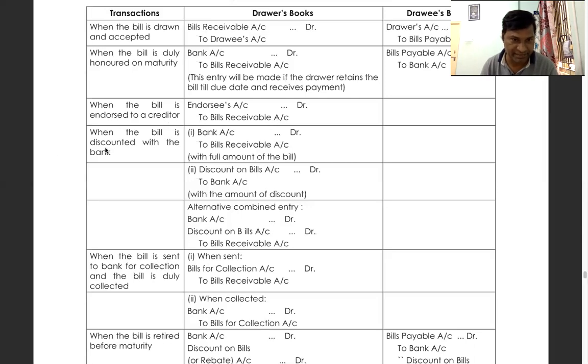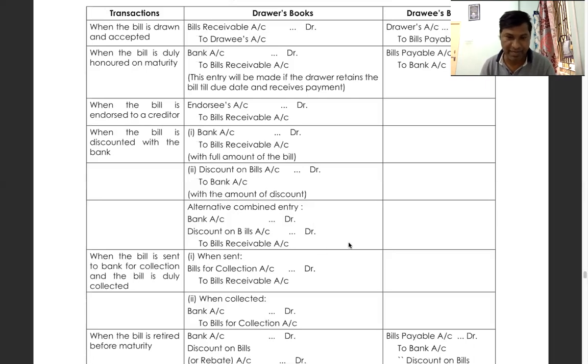When the bill is discounted with the bank, it is bank to bill receivable, and discount to bank. Now you can make a composite entry like this. The composite entry of these two entries is: bank account debit, discount account debit to bill receivable account.